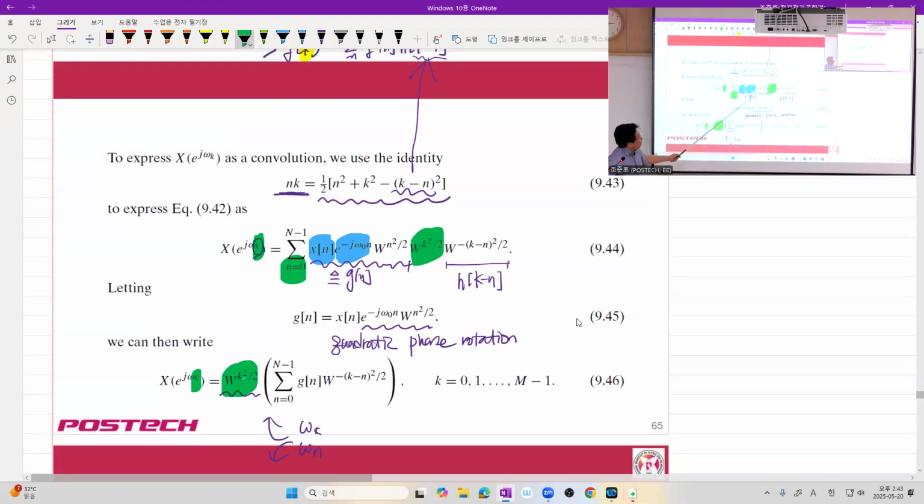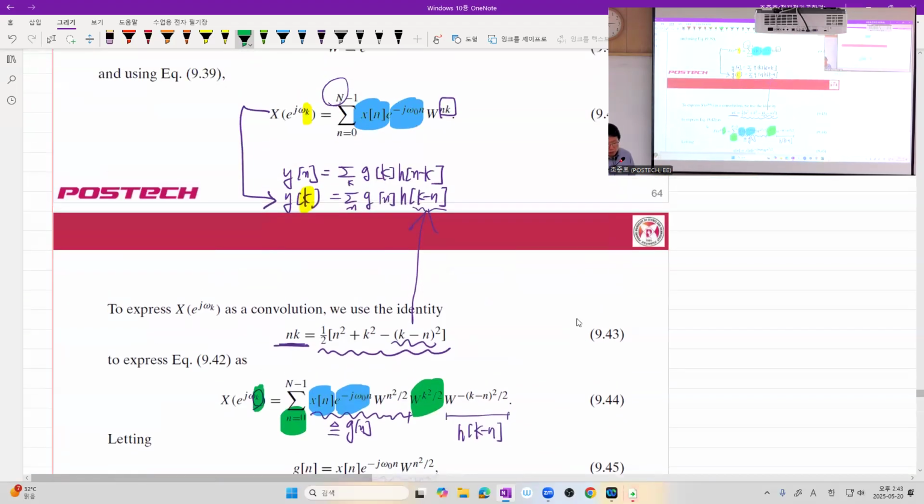The three factors are grouped to signal g of n. And this one naturally has k minus n in the exponent. And you see that when the index is k, we want to find k minus n. And here is k minus n. Got it? So this signal can be viewed as h of k minus n appearing here. Got it?